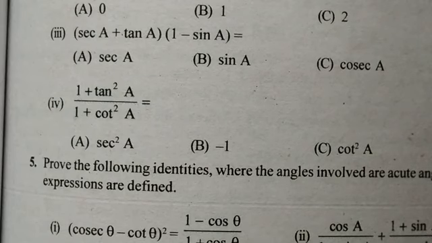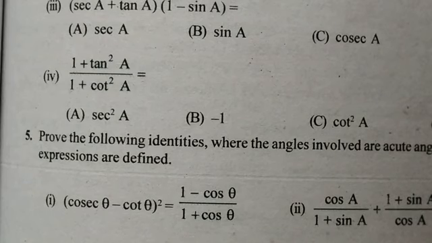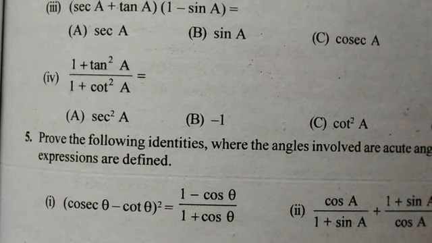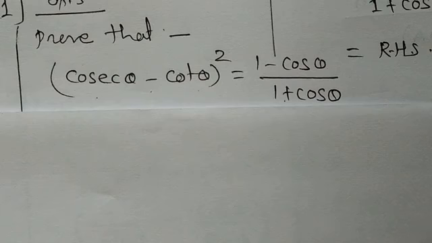अब आपको यहाँ पे एंगल आइडेंटिटीज प्रूव करनी है. In this type of example you can prove that left hand side equals right hand side. What is the first example? (cosec theta minus cot theta) whole square is equal to (1 minus cos theta) upon (1 plus cos theta). So this is the first example in exercise 8.4, number 5. We can solve that (cosec theta minus cot theta) whole square equals (1 minus cos theta) upon (1 plus cos theta).